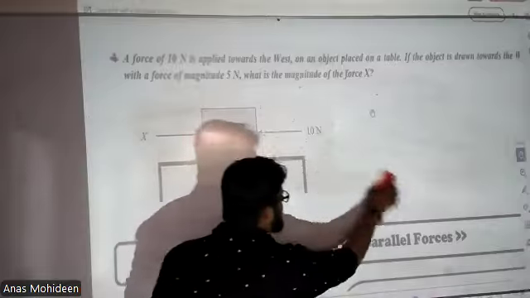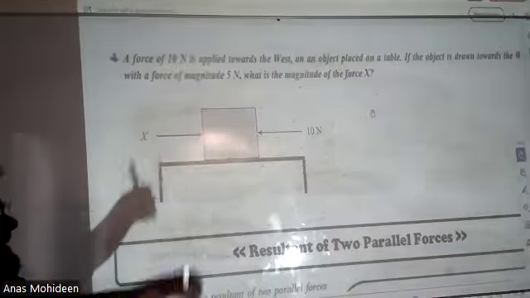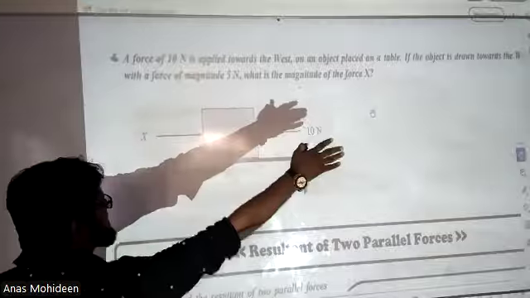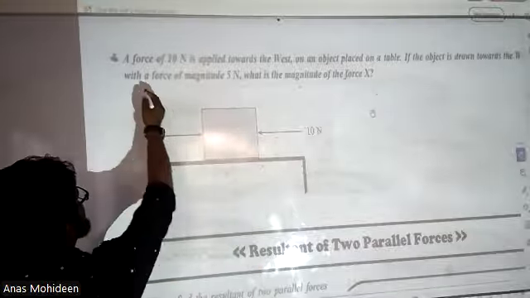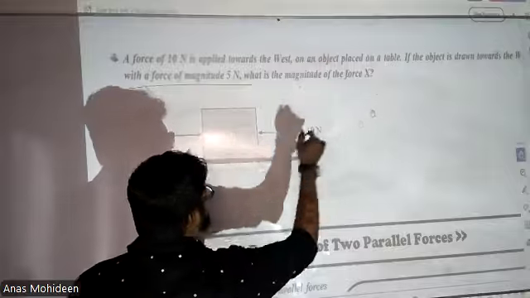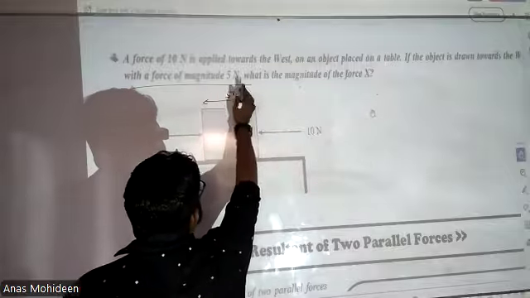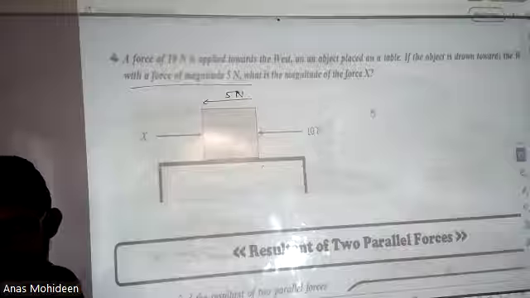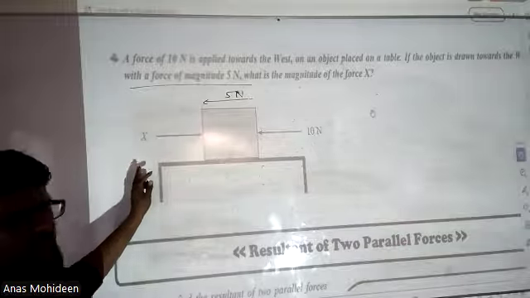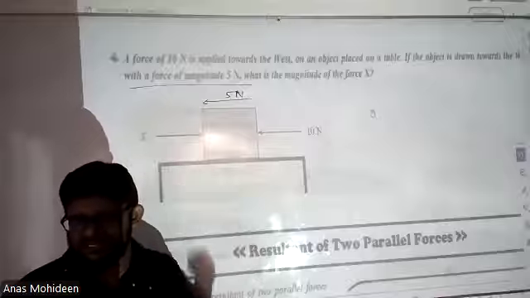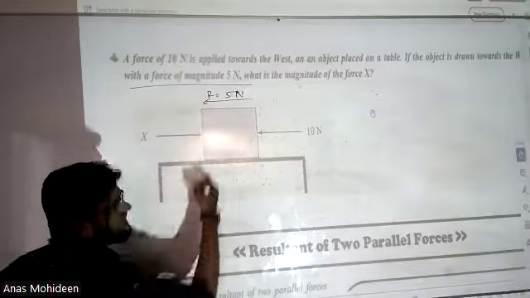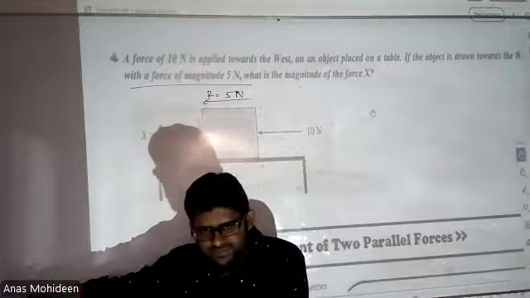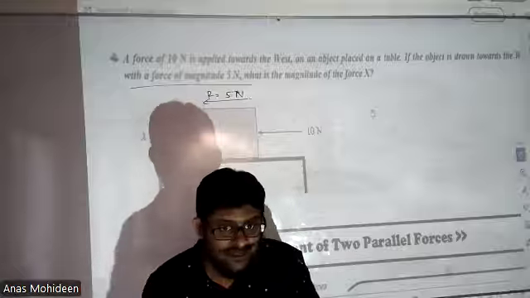You have an object placed on a table and you are going to apply forces X and 10. The question says, to the west 10 Newton is applied, to the east X is applied. Afterwards, it is drawn with a force of 5 Newton to the west. That means it is moving with 5 Newton to the west. Now the problem is you don't know west and east, sometimes. So it's moving to the west. After applying the force, it's moving to the west, which means the resultant is 5 Newton. After applying this 10 Newton and X Newtons, the object is moving to the west. That is the resultant.